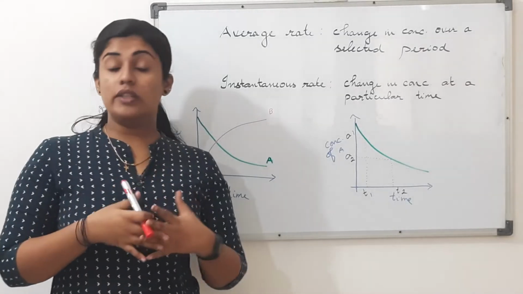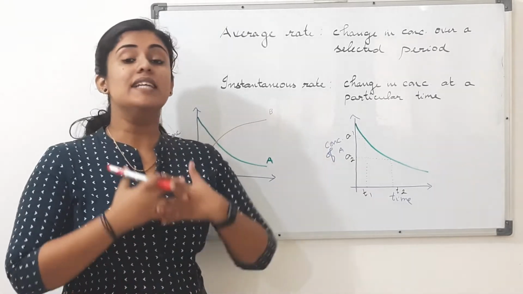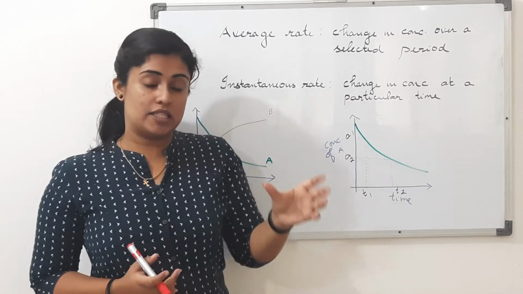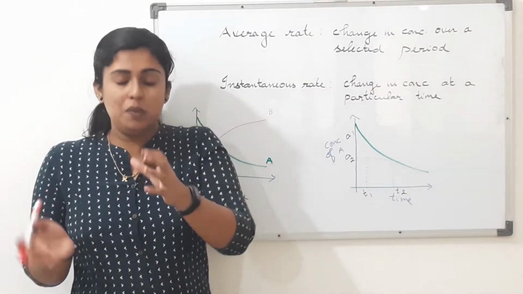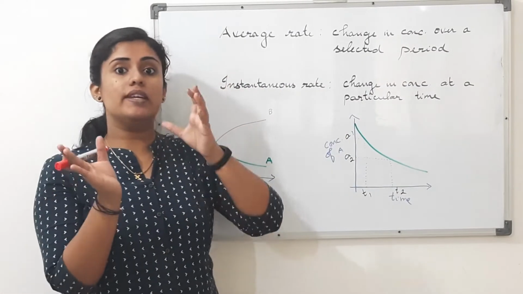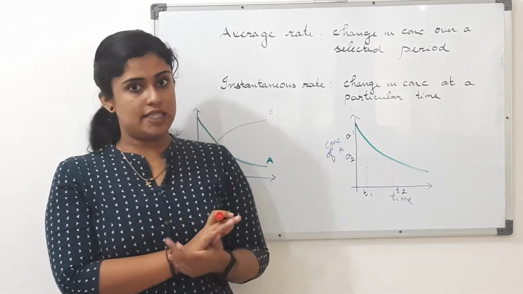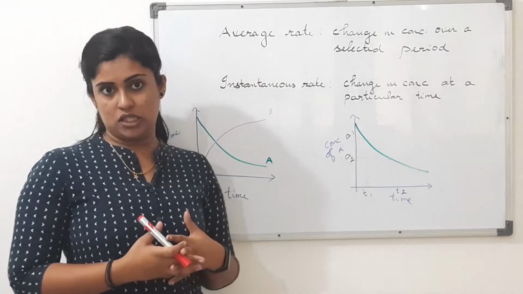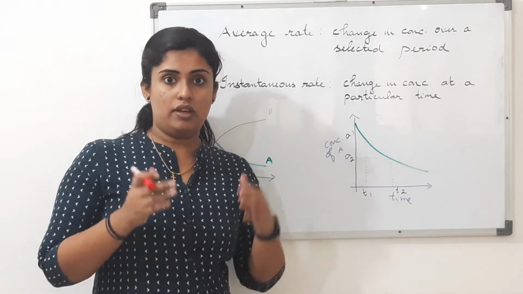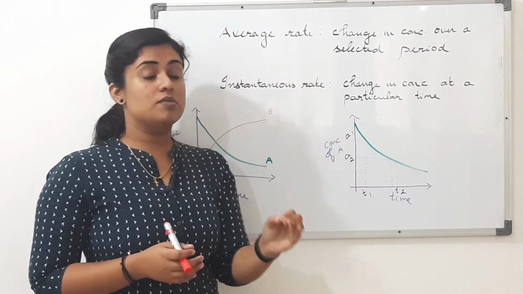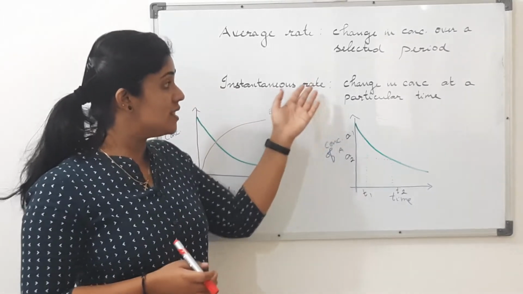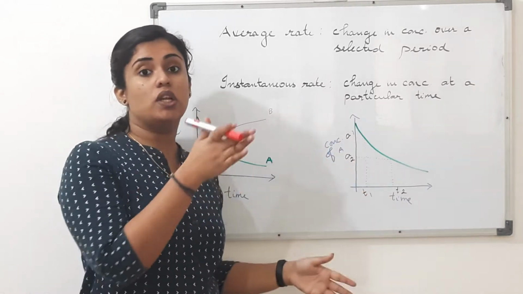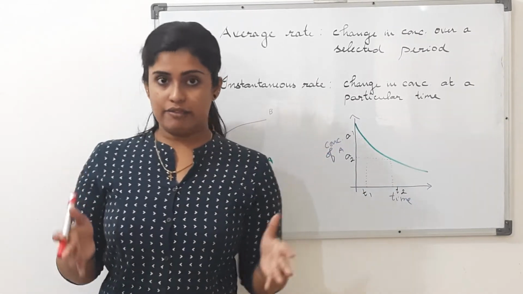Clear? Now, the rate that we spoke about was the average rate, because it was a change in concentration over a selected period of time. We chose a T1, we chose a T2, and over the time from T1 to T2, what was the change in concentration? And that is the average rate of the reaction. But if you want to know the rate of the reaction at a particular instance or at a particular time, it is called the instantaneous rate. It is a change in concentration at a very particular time. So let's look at it graphically.